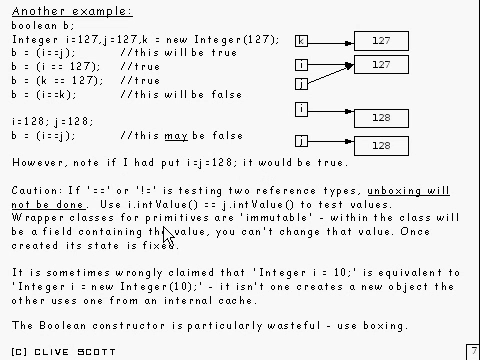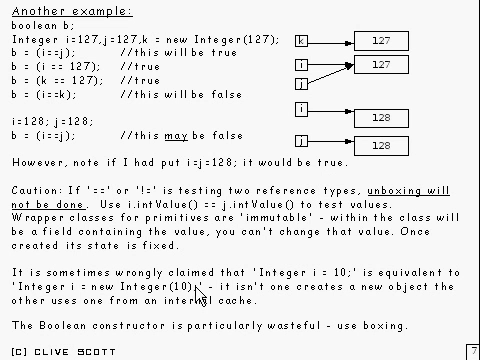There's one point worth mentioning: wrapper classes for primitives are immutable. That means that somewhere within the class there's a field containing the value. You cannot change that value. Once it's created, its state is fixed. There's nothing you can do about it. It's going to be 128, for instance, in this case, and it will remain 128, and when you no longer point to it, that space will be reclaimed. It has to work like that if you think about it.